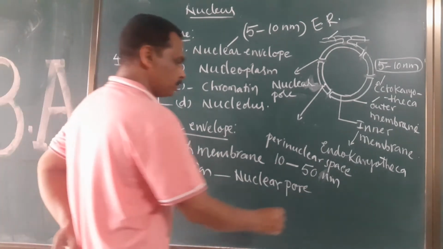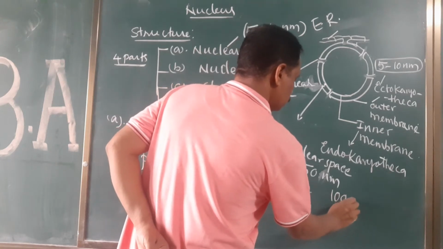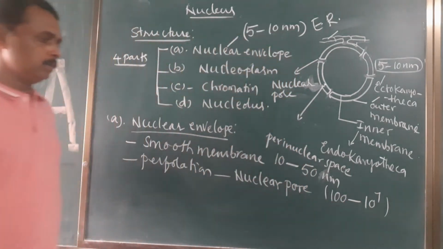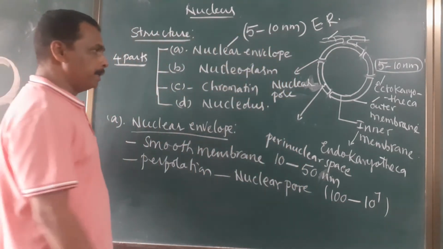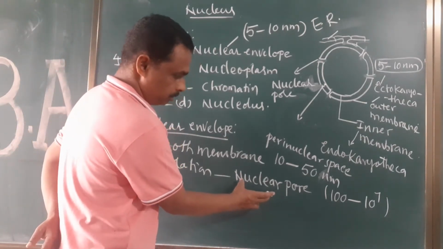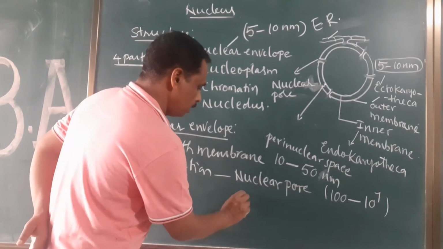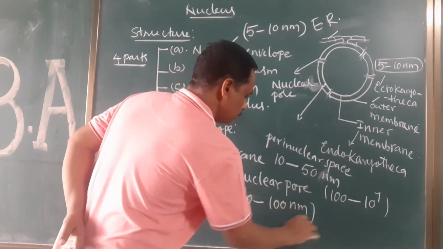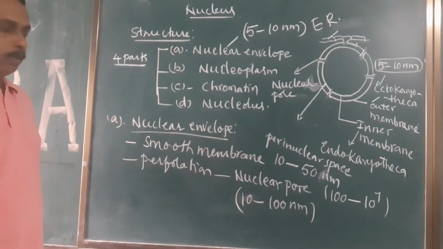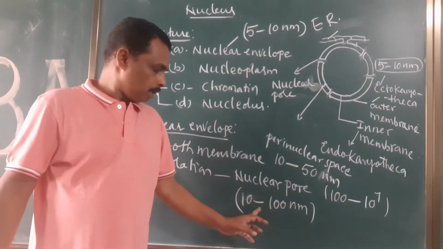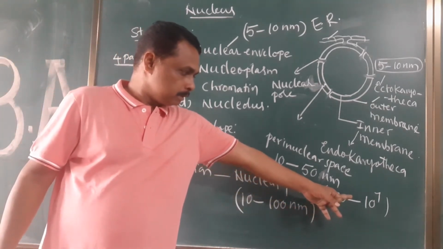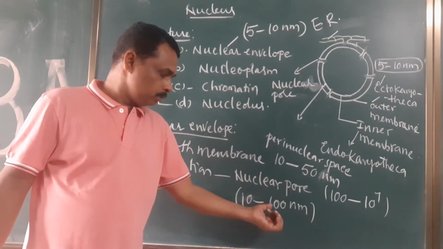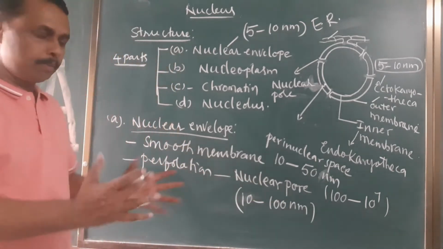The number of nuclear pores is about 100 to 10 power 7, and the diameter of each nuclear pore is about 10 to 100 nanometers.